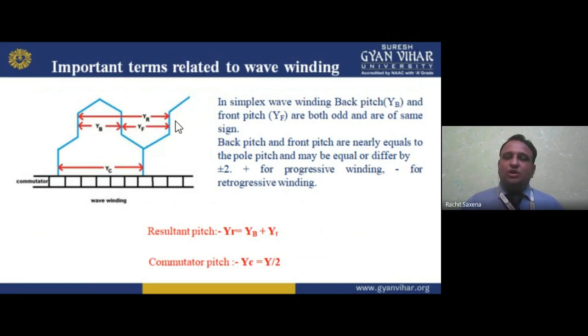So in the wave winding, the resultant pitch is equal to the addition of these two, the back pitch and the front pitch. Now the commutator pitch is always Y by 2. See here, this is the commutator in the wave winding. This is the commutator pitch, here we have the back pitch, here the front pitch, and here the resultant pitch.